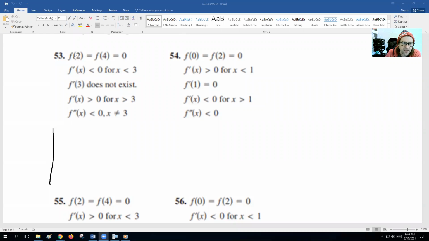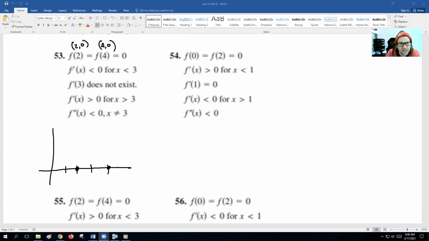What we know, okay, we know that f of 2 equals f of 4 equals 0. So if we think about it, that means we have a point at (2, 0). We also have another point at (4, 0). So those are basically our x-intercepts. So I'm going to put those at 1, 2, 3, 4. Okay, so I'm going to make sure we put those dots on our graph.